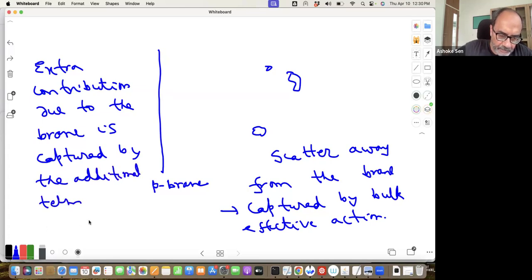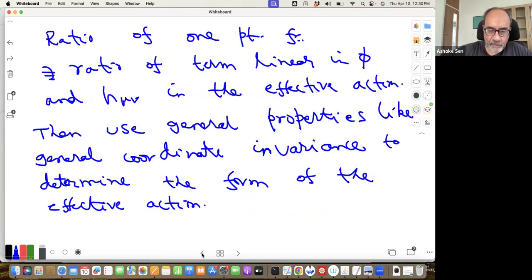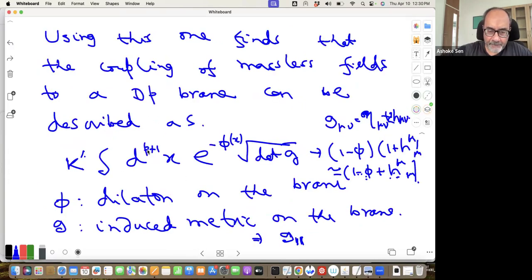So I should just picturize the complete action as the sum of the two. Exactly, you should picturize the complete action as the sum of the two. But one should keep in mind that while the bulk action has integration over all 26-dimensional space-time, this one has integration only over the (p+1)-dimensional space-time, because this is localized on the brane. But the full action is the sum of the two.